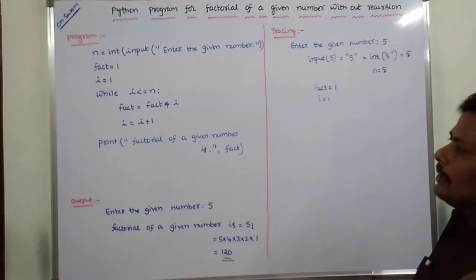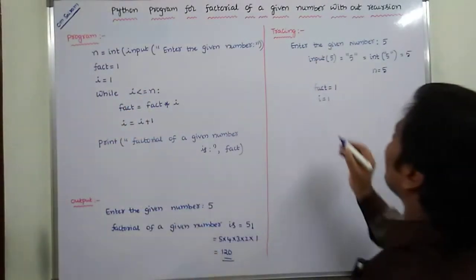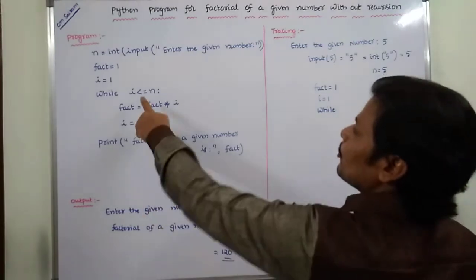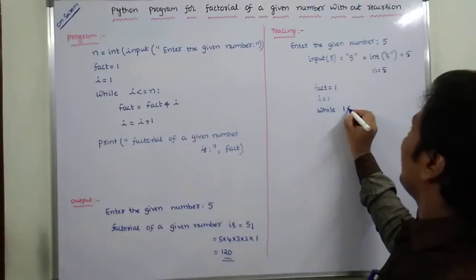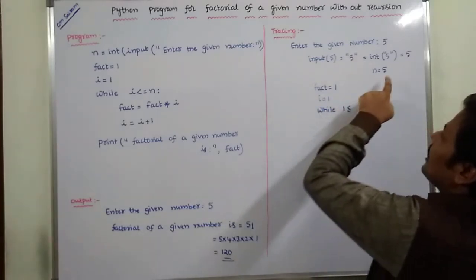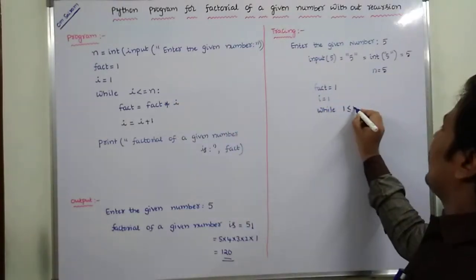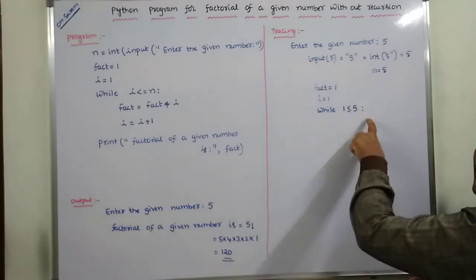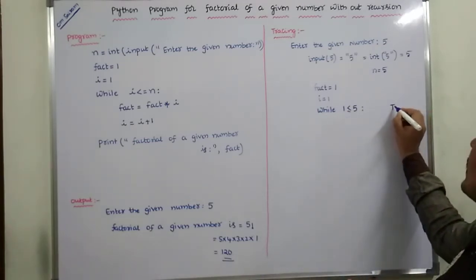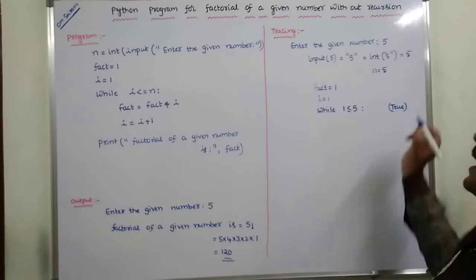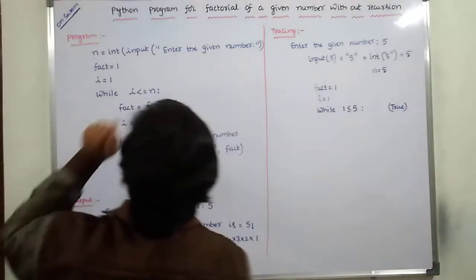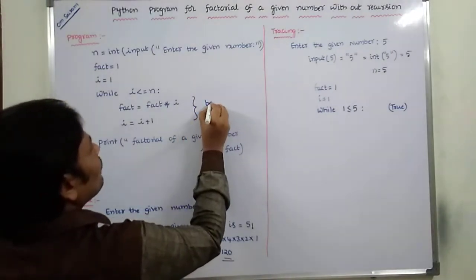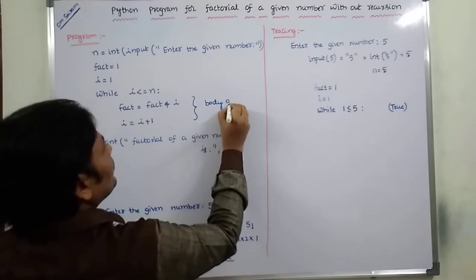Okay, next one, while i less than or equal to n. So while i value is 1, 1 less than or equal to n value 5. 1 less than or equal to 5. So what is the condition? 1 less than or equal to 5. So this condition is true. Now this condition is true, then these two statements are the body of the while loop.